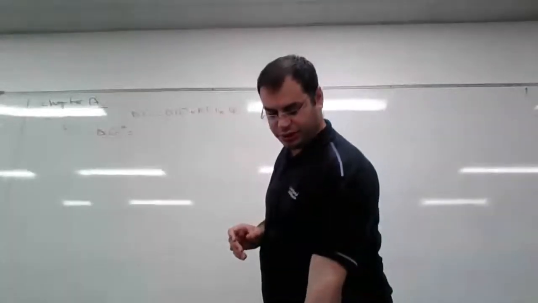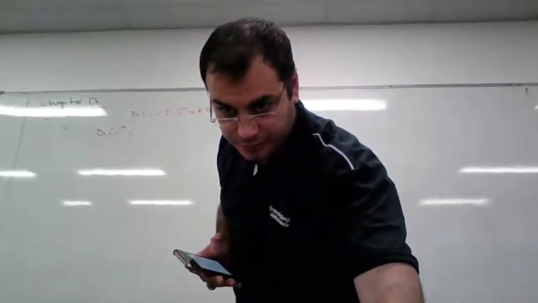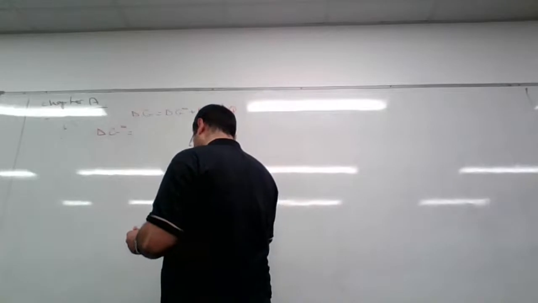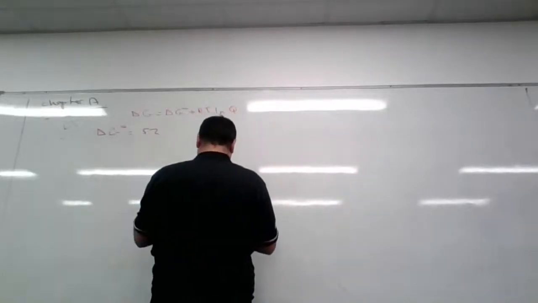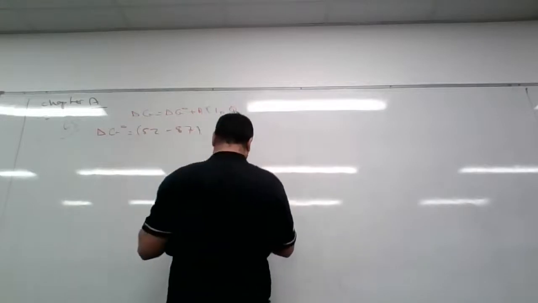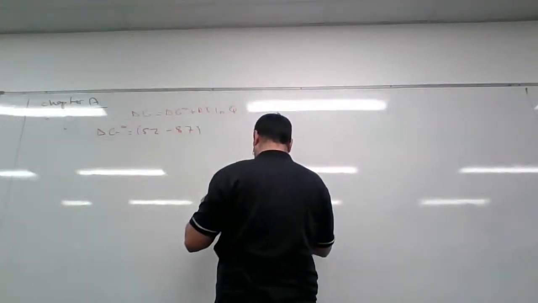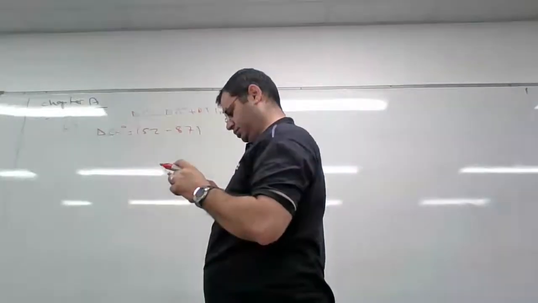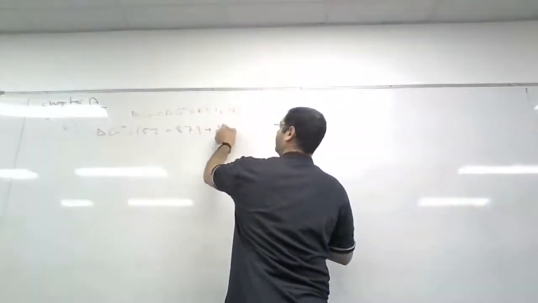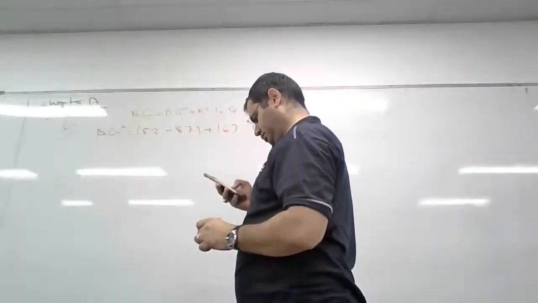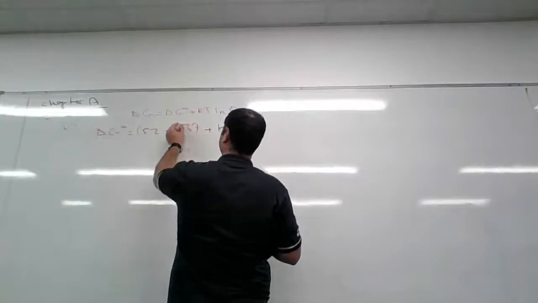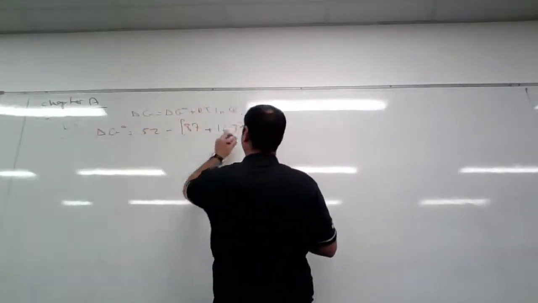Let's do this. So delta G naught is equal to what, guys? Do you have delta G naught? Delta G naught is equal to 52 minus 87 plus 163. It's equal to how much, guys?